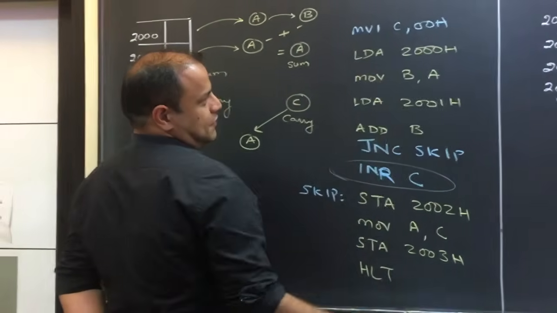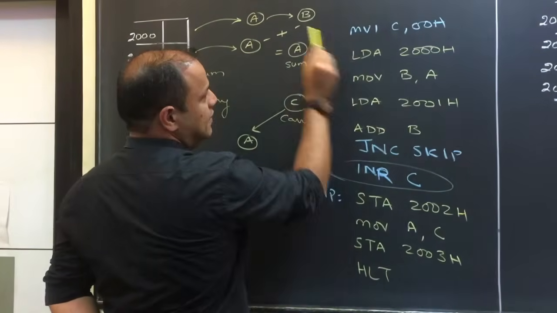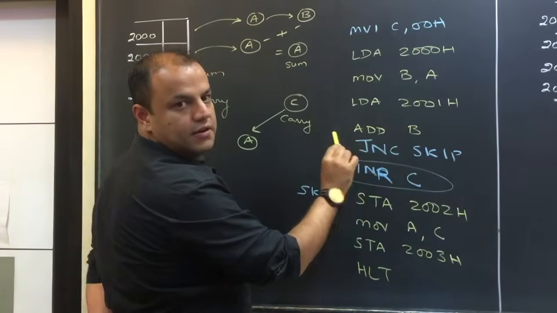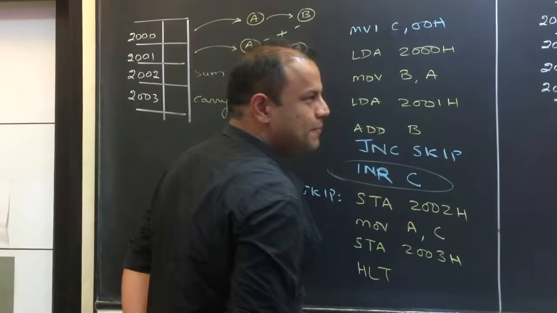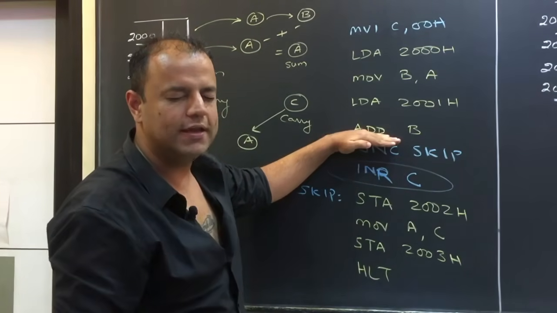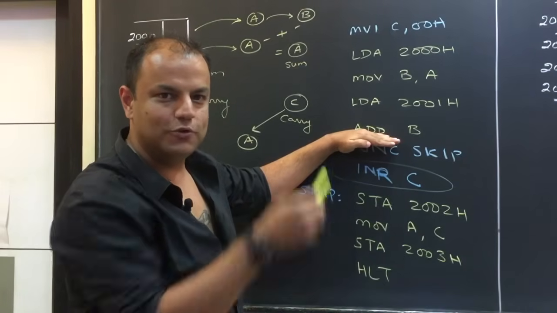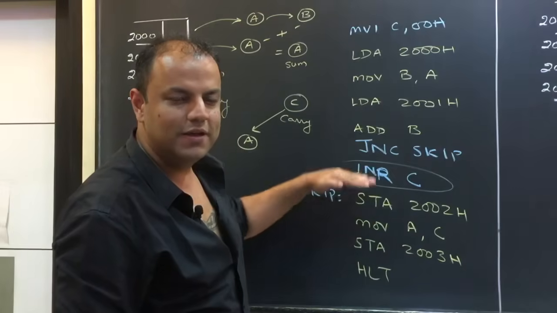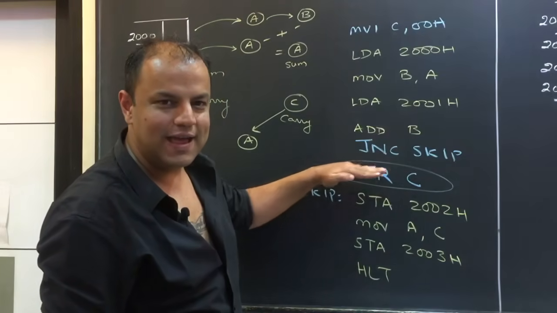You've initialized carry as 0. You've taken the first number in A, transferred the number into B. You've taken the second number in A. You have added the two numbers. I think up to here everybody is okay. Now, at this point there could be two things. Either there could be a carry or there could be no carry. You assume that there is no carry because you've initialized C as 0. So if there is no carry, directly jump and come over here. If there is a carry, make C 1 and then come over here.